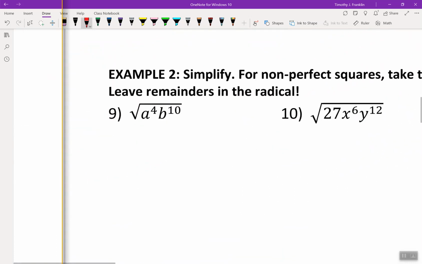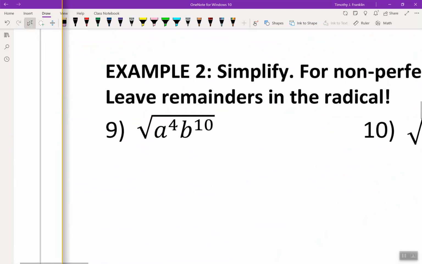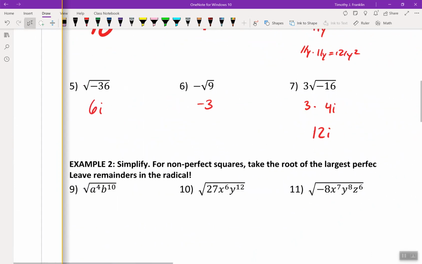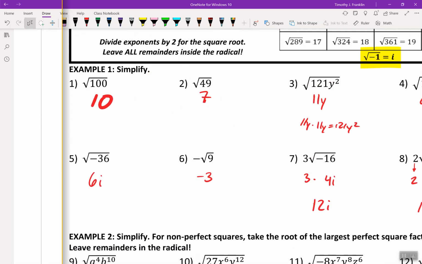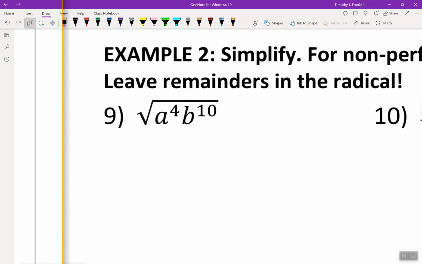Now, here's what happens when you have remainders, and you'll see what I mean about that. So, up till now, all the things we've taken the square root of have been perfect squares. They have a whole number square root. And you'll see sometimes that doesn't happen. First, let's do example 9. This is pretty simple. a squared, b to the 5th. Those are both even numbers. We can divide those by 2.